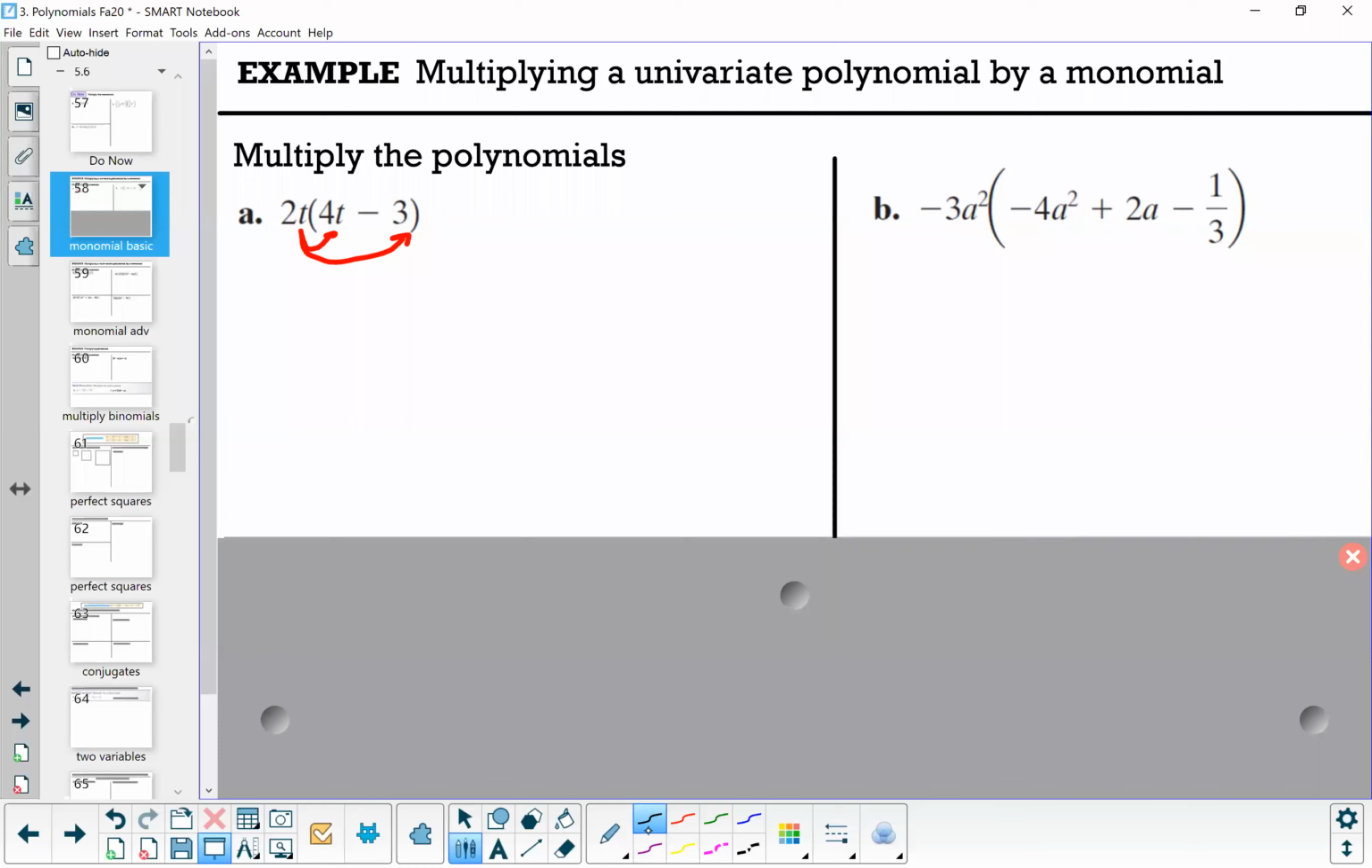So you would get 2t times the 4t minus 2t times the 3. So when we simplify that, you want to multiply the 2 and the 4 to give you 8. And the t times the t to give you t squared, minus, and then 2t times 3, 2 times the 3 to give you 6, and then times the t.